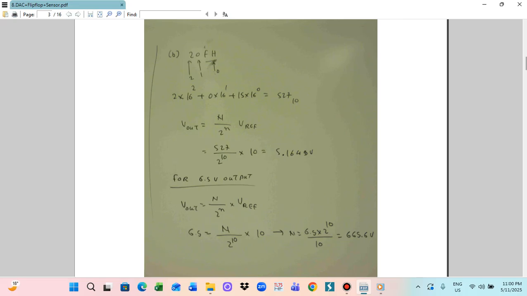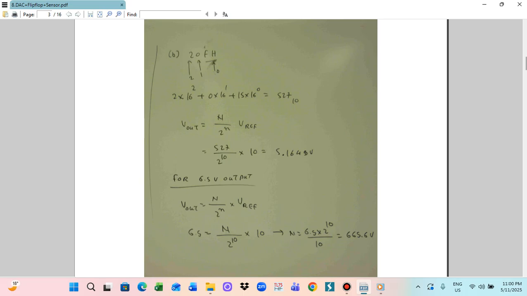So this one is a 20FH position. 20FH means that this is a 0 position, X is a 0 position. So this is for the 20FH. This one is a 0 position, this is position 1, and this is position 2.